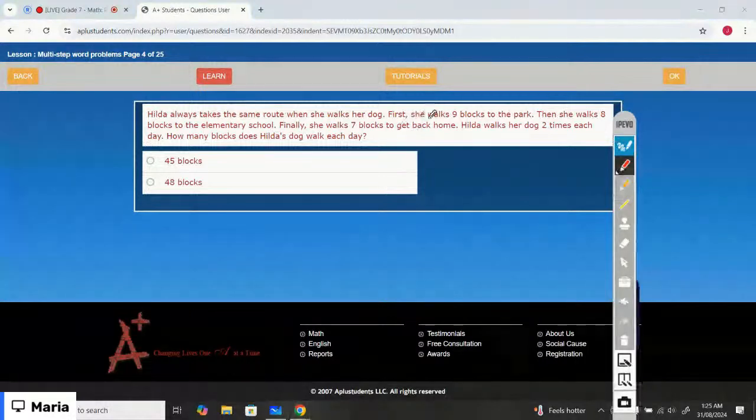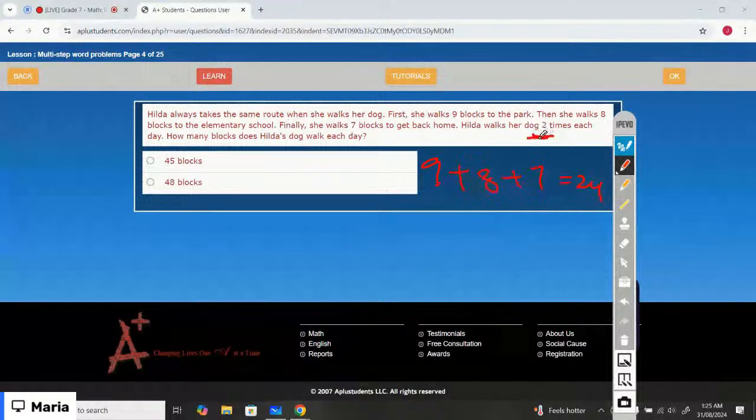So first she walks 9 blocks to the park. Then she walks 8 blocks to the elementary school. Finally, she walks 7 blocks to get back home. Right? That's one time when the dogs go. So 9 and 8 is 17, and 7 more is 24.